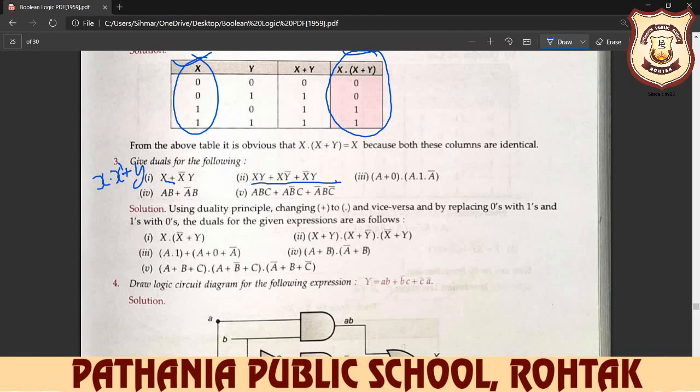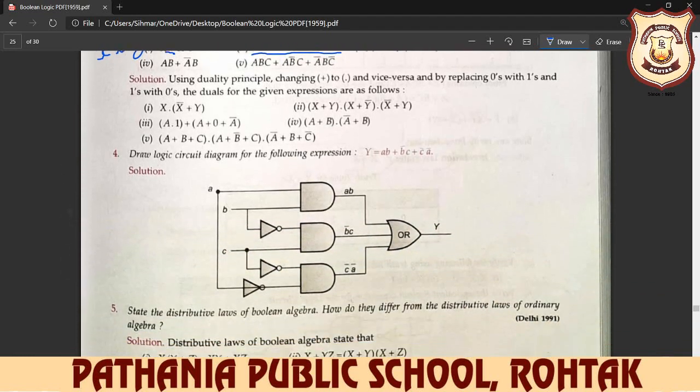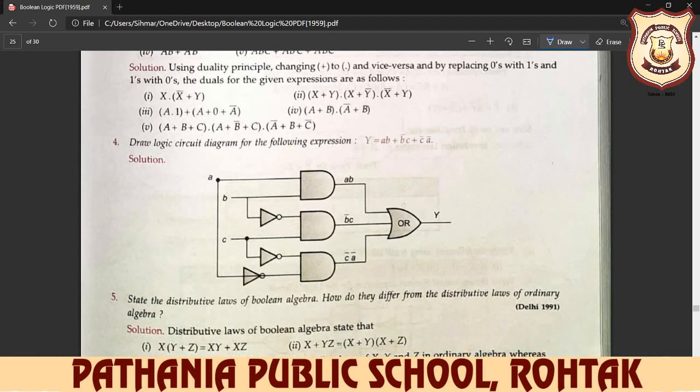You see here, you do x plus y first, then multiplication, and for multiplication you put the bracket here, and then again you write down x plus y whole complement, then again write down x complement plus y here. So in dual you exchange multiplication with plus and plus with the multiplication sign. Okay beta. So now next is draw logic circuit diagram for the following expression.